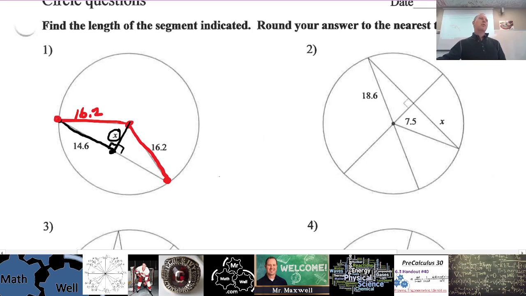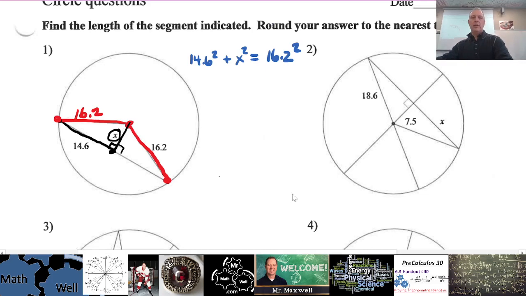So remember which ones you add. You add the squares of the legs. That is the sides that make the 90 degree. Those are the ones you add together. So let's go 14.6 squared plus x squared equals 16.2 squared. Now do you guys agree with that? Any of you have that? Okay, excellent. If you had that, that's great.